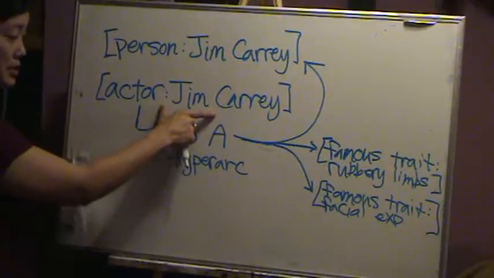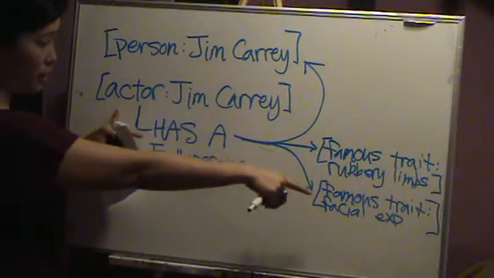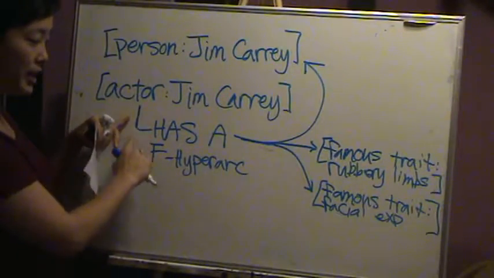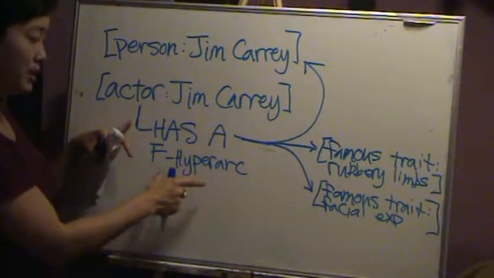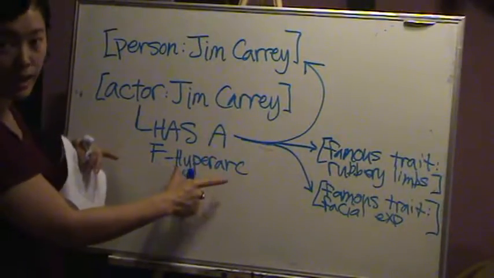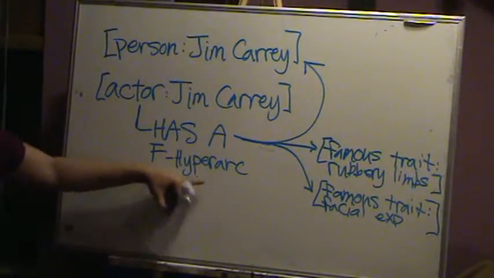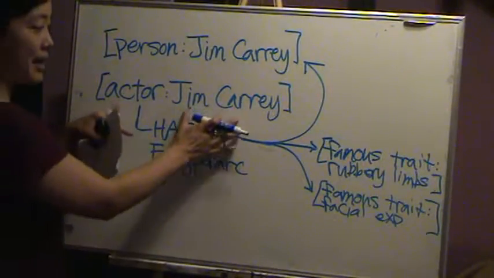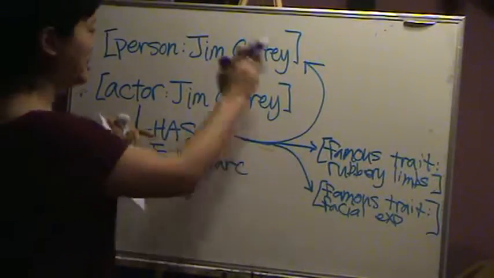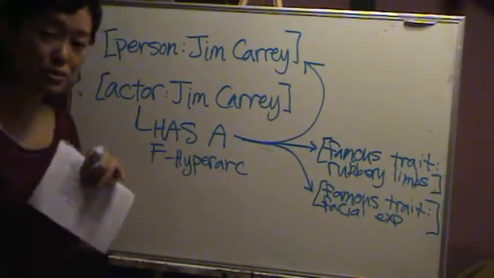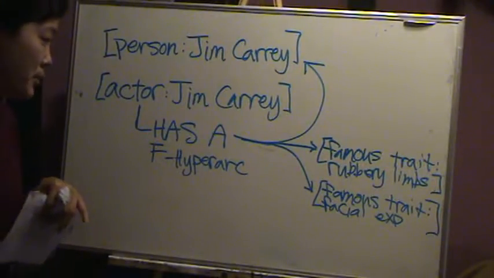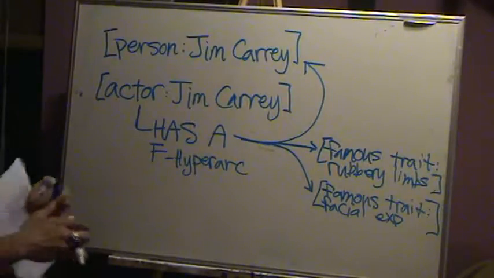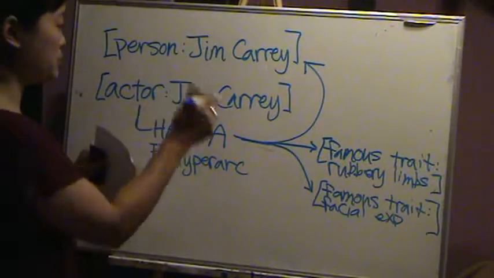So any object that has other objects, which are property value pairs, can only have one has a relationship that is an F hyperarc. And again, the F hyperarc shows implication, which is to say that actor Jim Carrey implies those three properties. We then have our is a relationship, which we can use here.